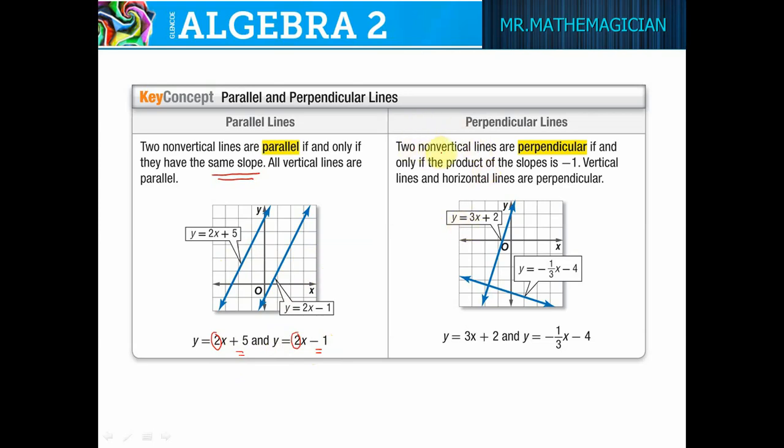Now two non-vertical lines are perpendicular if and only if the product of the slopes is negative 1. Means if you multiply the first slope and the second slope, this will give you negative 1. And really, if you multiply 3 times negative a third, it will give you negative 1. So product means multiplication of the slopes is negative 1.